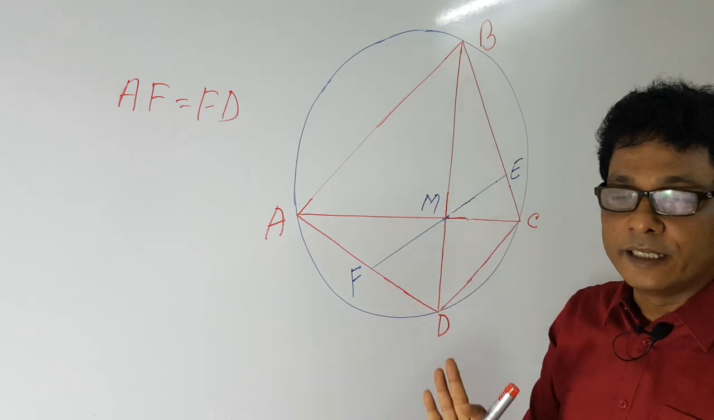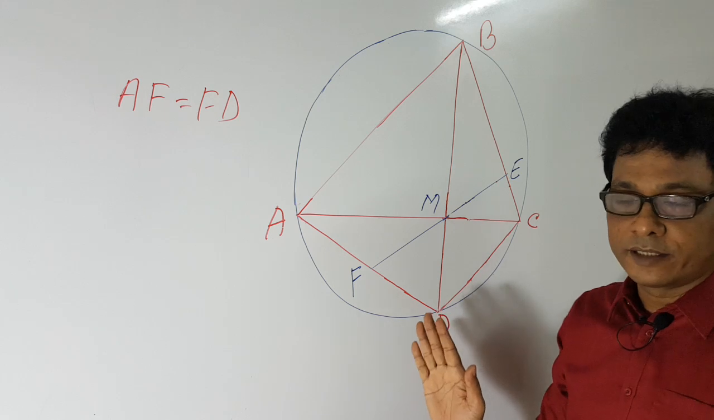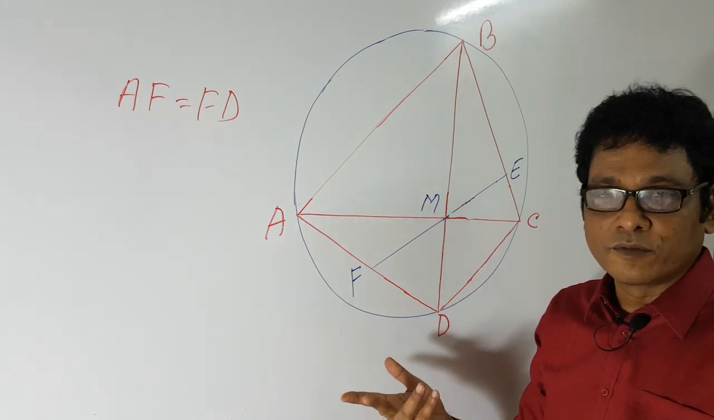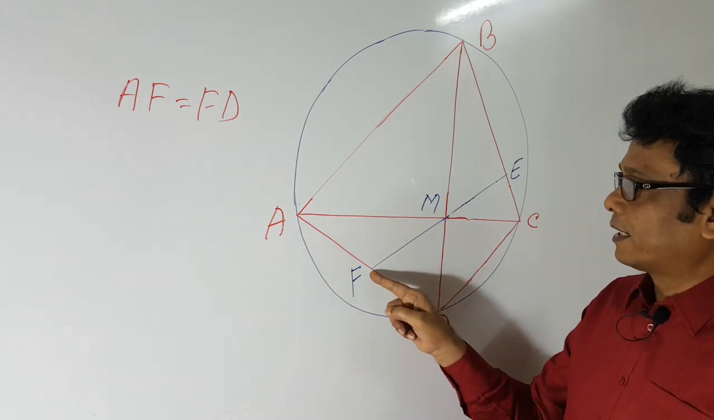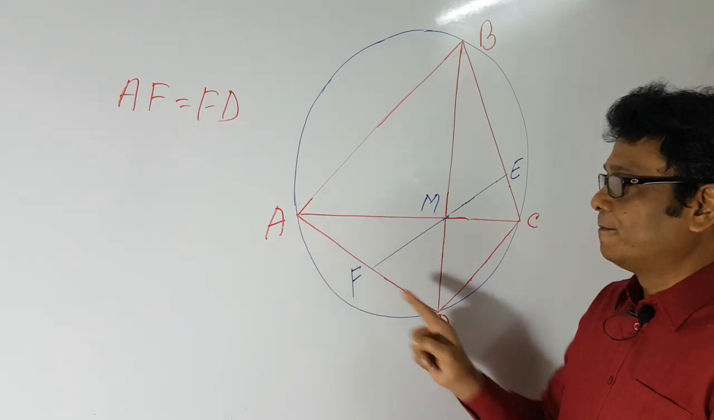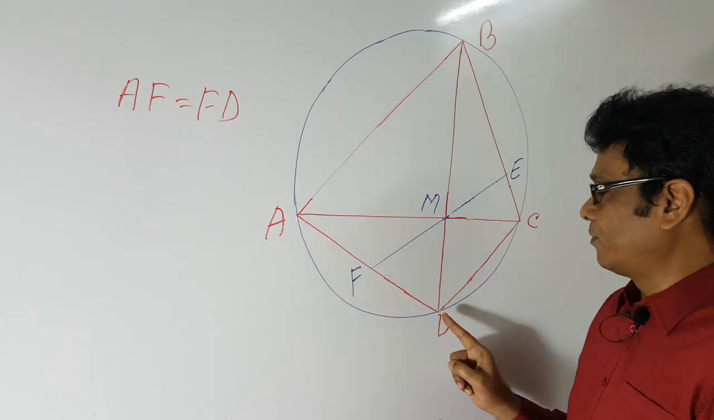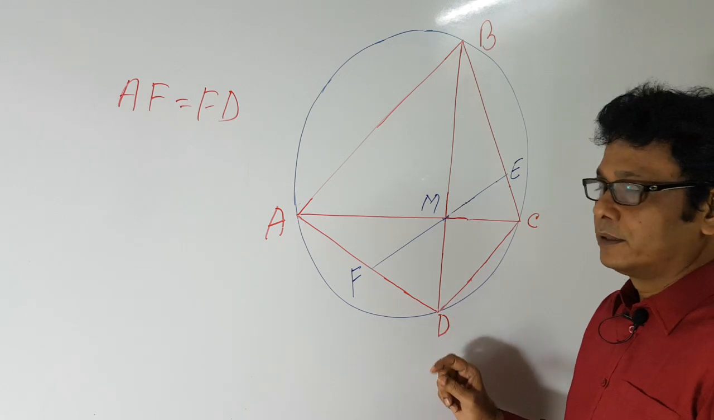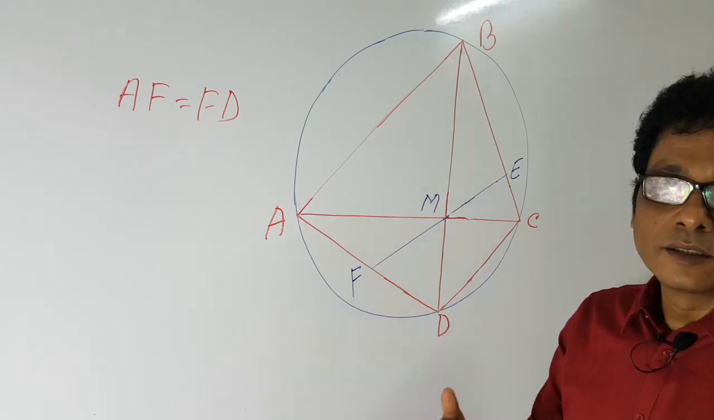All of these are given. What is to prove? F is the midpoint of AD. That means AF equals FD. It is to prove.